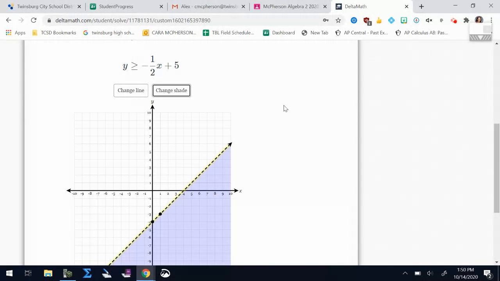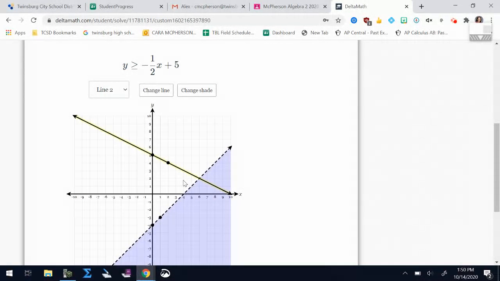That's the first one. Next one has a y-intercept of 5, so I'm going to start at 5. And the slope is negative, so I'm going to go down 1, right 2. There's my line. I am going to keep it solid because it has the equal to, and then my shading needs to be above that line. So not that one. I want that one. So my region, we call it my feasible region, is going to be here. This kind of like a greenish teal color.